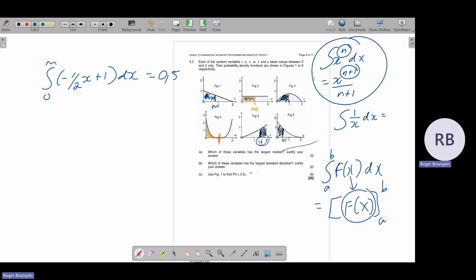Look at your formula sheet. Look in that table, remember? It's just 1 over x. Right here is the integral. So the integral of 1 over x is ln of x, which means log base e of x. So those are the only two things you've got to know.